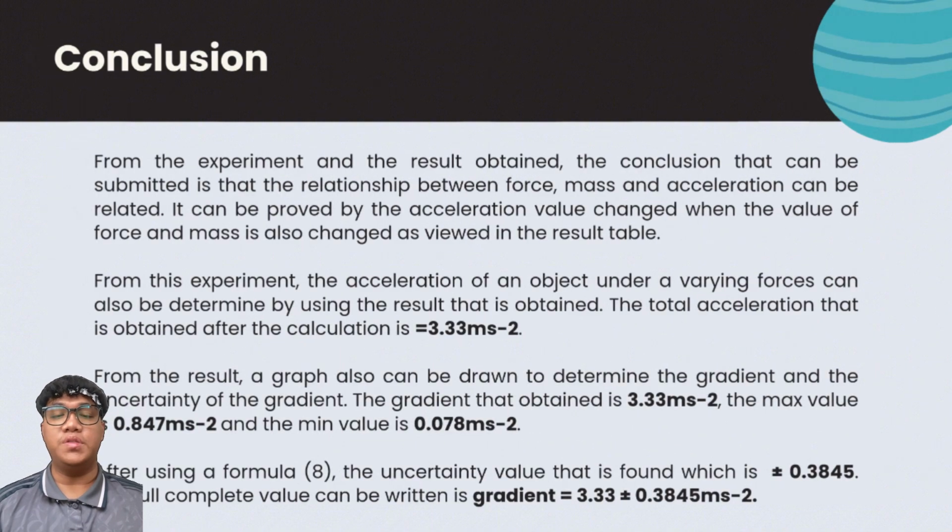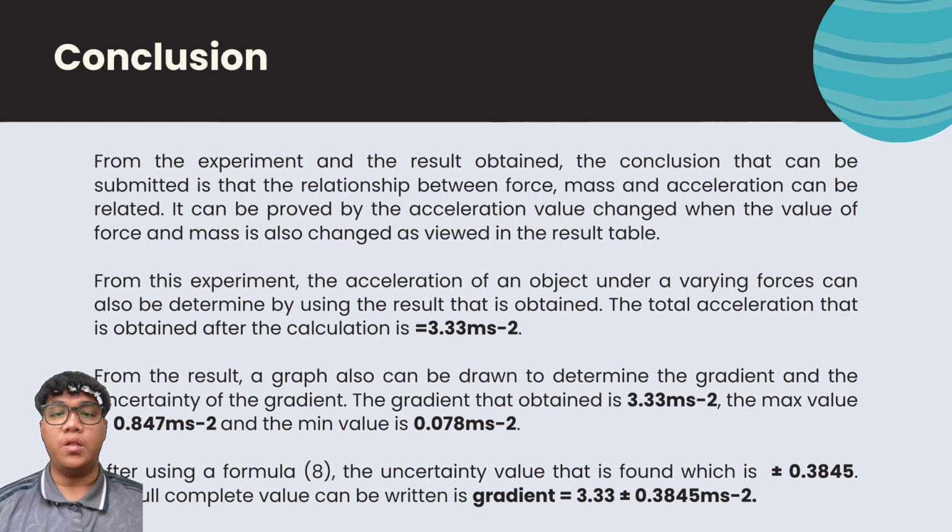From the experiment and the result obtained, the total acceleration obtained after the calculation is 3.33 m/s². From the result, a graph can also be drawn to determine the gradient and the uncertainty of the gradient. The gradient that is obtained is 3.33 m/s². The max value is 0.847 m/s² and the minimum value is 0.078 m/s². After using a formula, the uncertainty value that is found is 0.3845. The full value can be written as gradient equals 3.33 plus minus 0.3845 m/s².